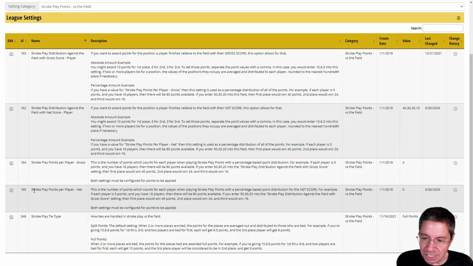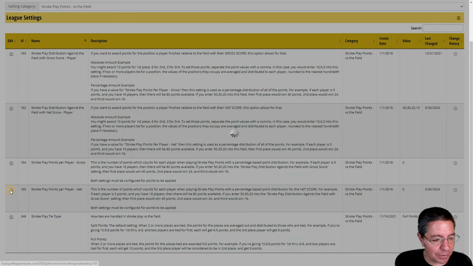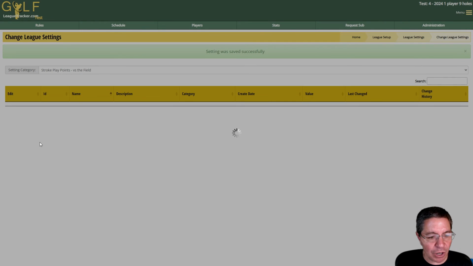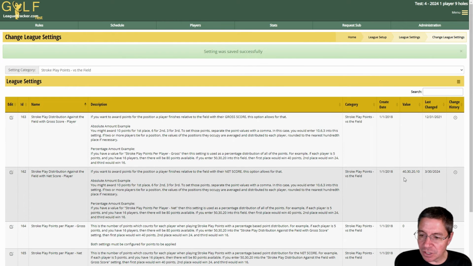And we are going to change now setting number 165. This is how many points each player is worth. So I'm going to put this at 5. So when this value is greater than 0, the system now knows that we're paying out a percentage. So it knows this distribution is a percentage instead of a fixed amount.